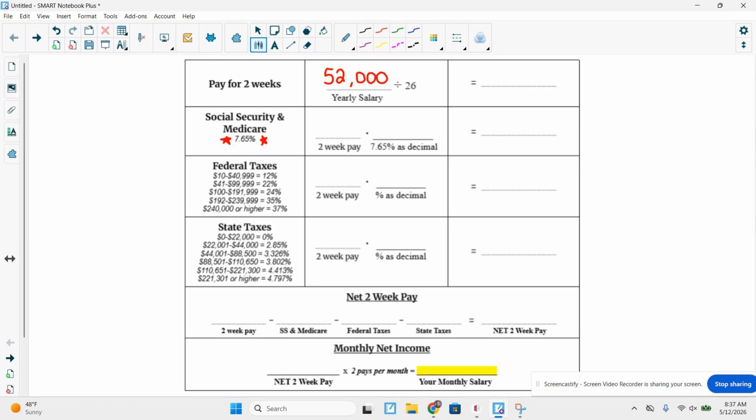22%. Because I make between 41,000 and 99,999. So you put a star next to wherever you fit. It's different tax brackets. So I fit right here at 22%, so I'm putting stars next to that. Wherever you fit, you put stars next to, please.